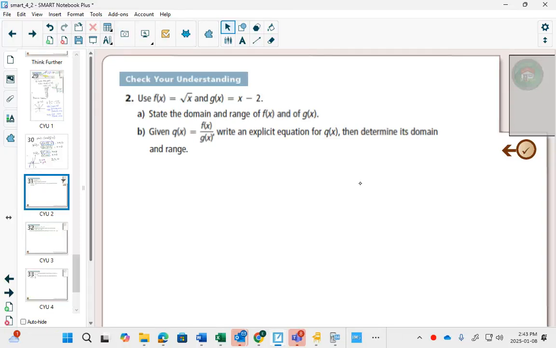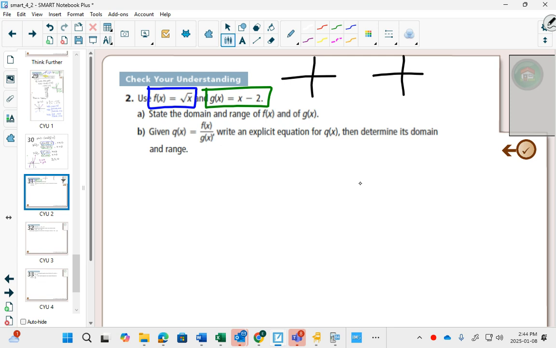Yeah, I'm going to color code again. F of x in blue, g of x in green. Just draw a quick little sketch of both of them. F of x is a square root graph. And g of x, y-intercept, positive slope, looks like that.